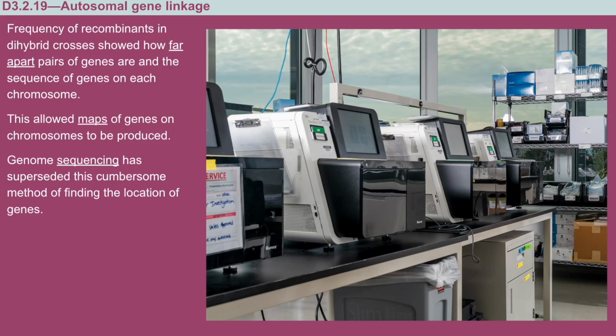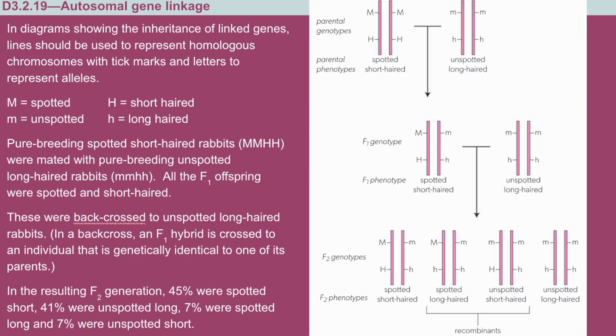Now that we have the ability to actually sequence the genome, we can bypass that cumbersome method of having to do trials and trials and trials of fruit fly crosses and counting the number of recombinants that are produced.